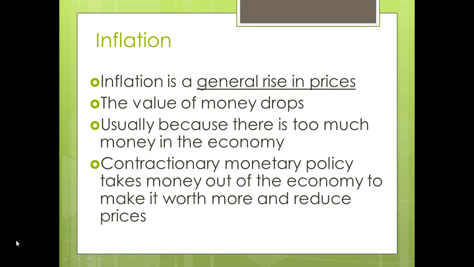So let's start with inflation. Inflation is a general rise in prices. And that happens when the value of money drops. Usually that happens because there's too much money in the economy. So to slow down inflation, contractionary monetary policy is needed because it takes money out of the economy to make it worth more and reduce prices. If you think about it, if there's less money in the economy, each of those dollars is going to be worth more, and so prices will come down because each dollar is worth more.